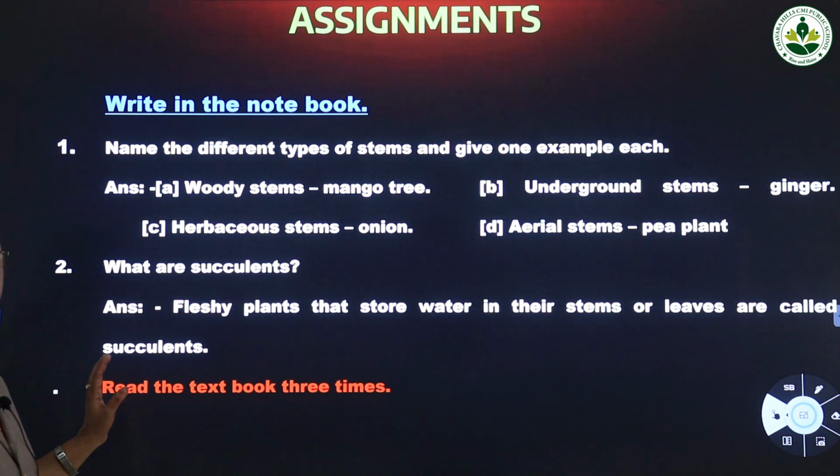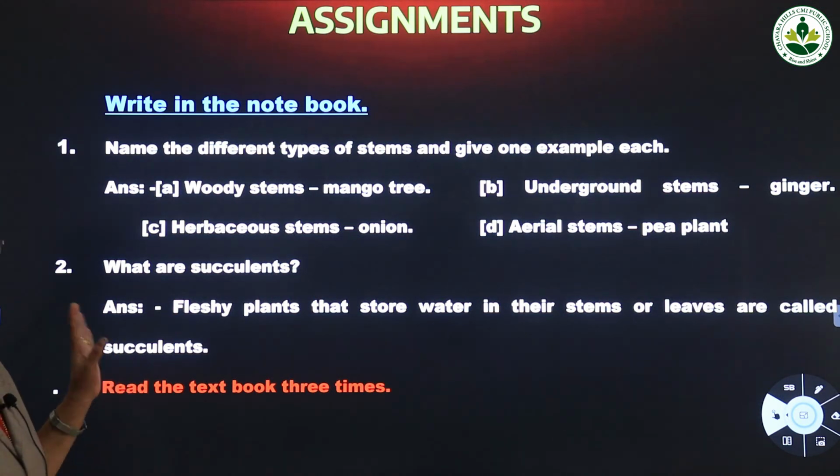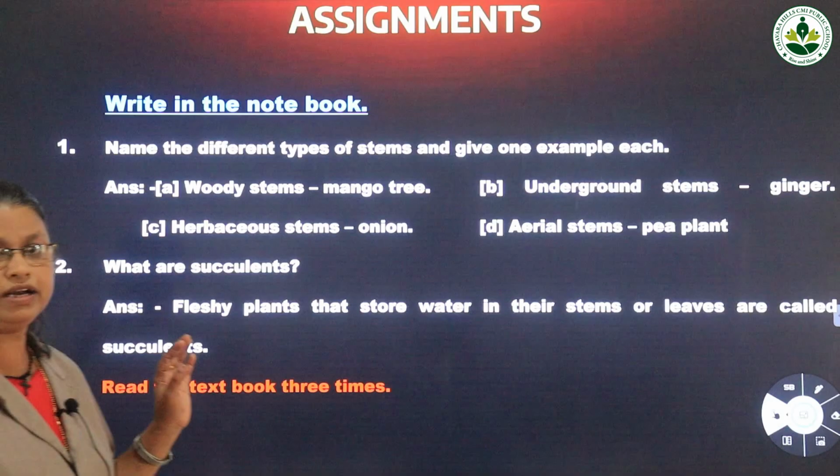And you have to read the textbook, okay, till you are able to read each and every word of the textbook. You have to watch the video, you have to read the textbook and understand the pronunciation of each and every word, okay.